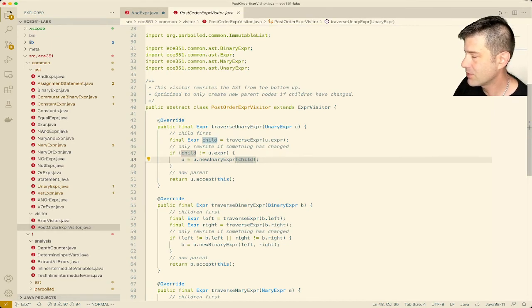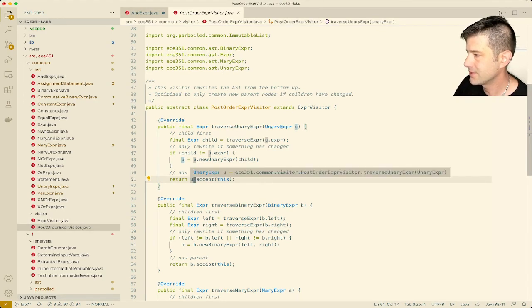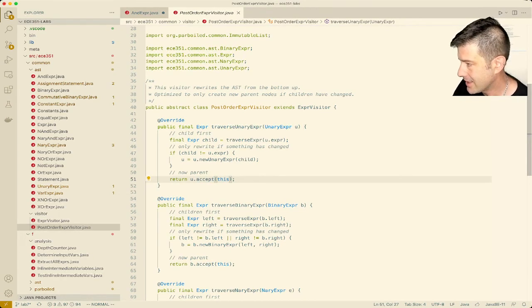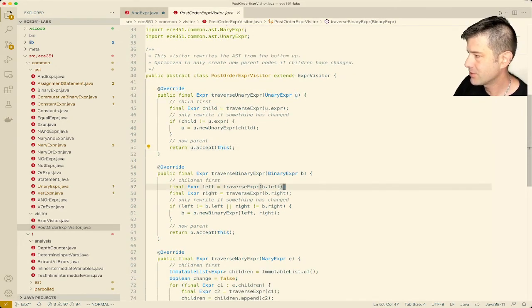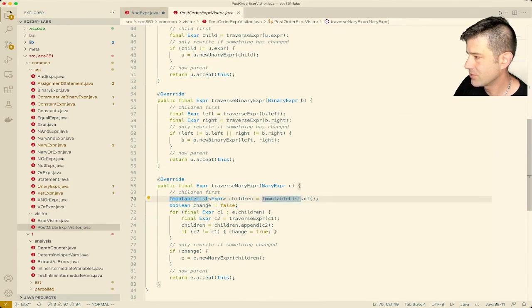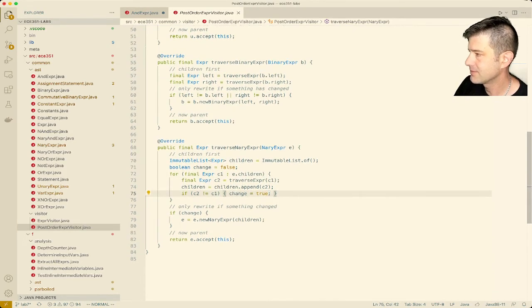And now finally, we call a visit method on u itself, right? But we don't know what the exact type of u is. So to call the appropriate visit method, we call u.accept. And through polymorphism, that results in a call to a visit method in us, depending on the type of u. Same for binary. We just need to go left and right. Same for n-ary, except that we have to go to every child and remember whether any of the children have changed. And that's it.